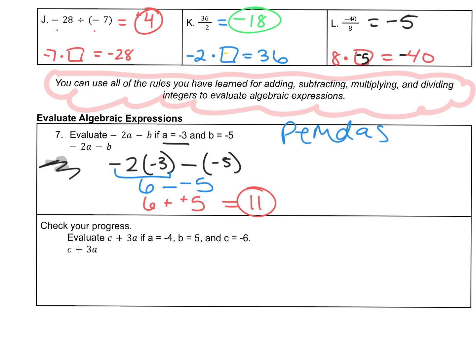Next one, we're going to evaluate c when it's negative 6 plus 3 times a when that's negative 4. Notice how I use parentheses, so I didn't think I was subtracting 4. PEMDAS next. There's parentheses, but there's nothing in it, so that's really just my multiplication. Negative 6 plus, notice we have a positive and a negative, so that's a negative 12. Now we're adding two numbers with the same sign, so we keep the sign. So adding is you keep the sign. So negative, I'm getting more negative, 6 plus 12 is 18.